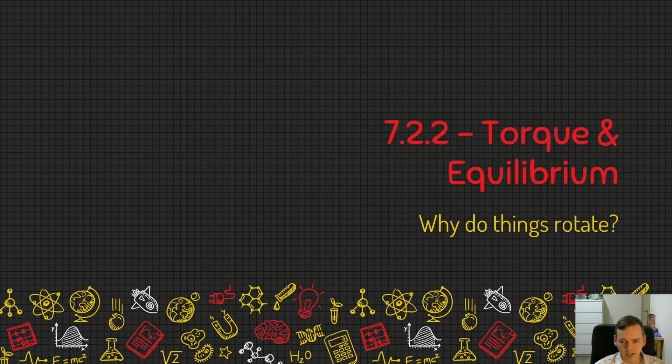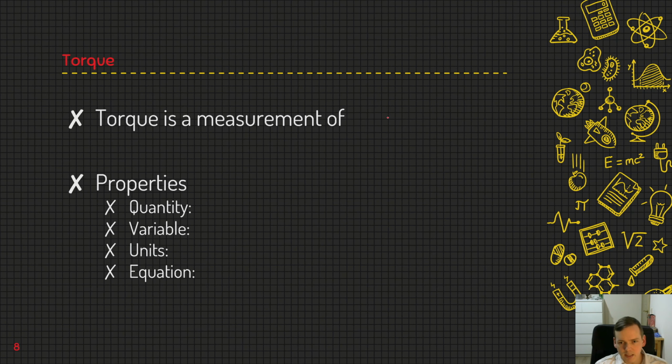In this video, we're going to look at torque and equilibrium to ultimately answer the question of why do things rotate. So jumping into that, torque is a measurement of, you can think of it as, rotational force, which we define as the force times the distance, or I should say the perpendicular force times the distance from the pivot.